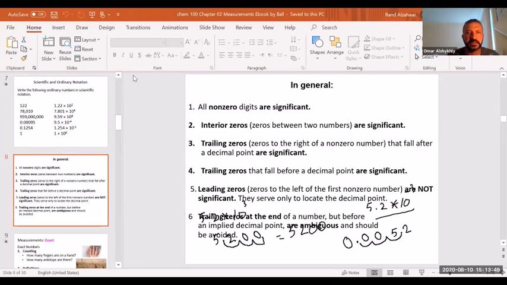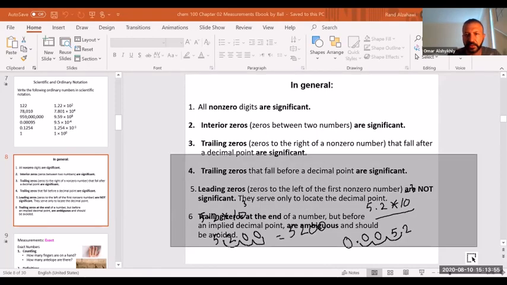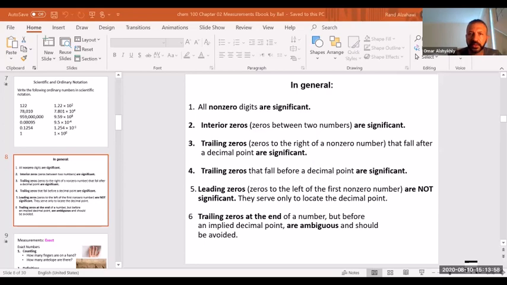Now let's see the significant figures. First of all, how will you count significant or not significant figures? In general, all non-zero digits are considered significant. Interior 0, a 0 between two numbers, is significant. Trailing 0, a 0 to the right of a non-zero number that falls after the decimal point, is significant. Trailing 0 that falls before the decimal point is significant. Leading 0 to the left of the first non-zero number is not significant.